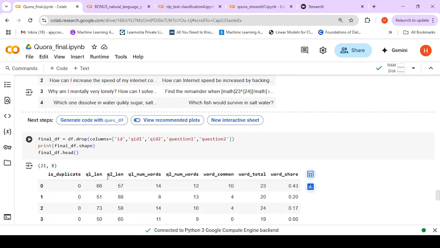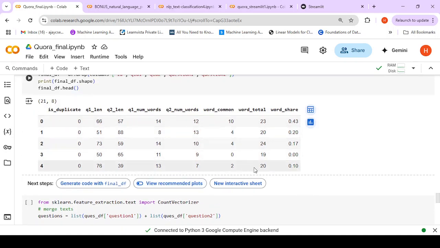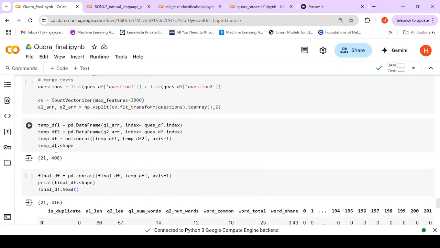Now in the final data frame, I only have is duplicate and all other features that are there. Then I will apply count vectorizer object, concatenate it with this particular data frame, and then I am getting the final data frame which is having 21 records and 4 columns.